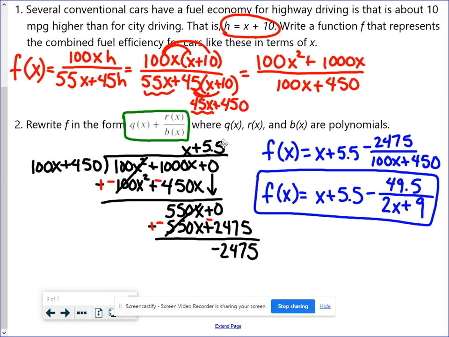So that's how we're writing our final answers for these rational functions, right? We want to have our division, and then the extra part, the leftover part or the remainder goes over the divisor.